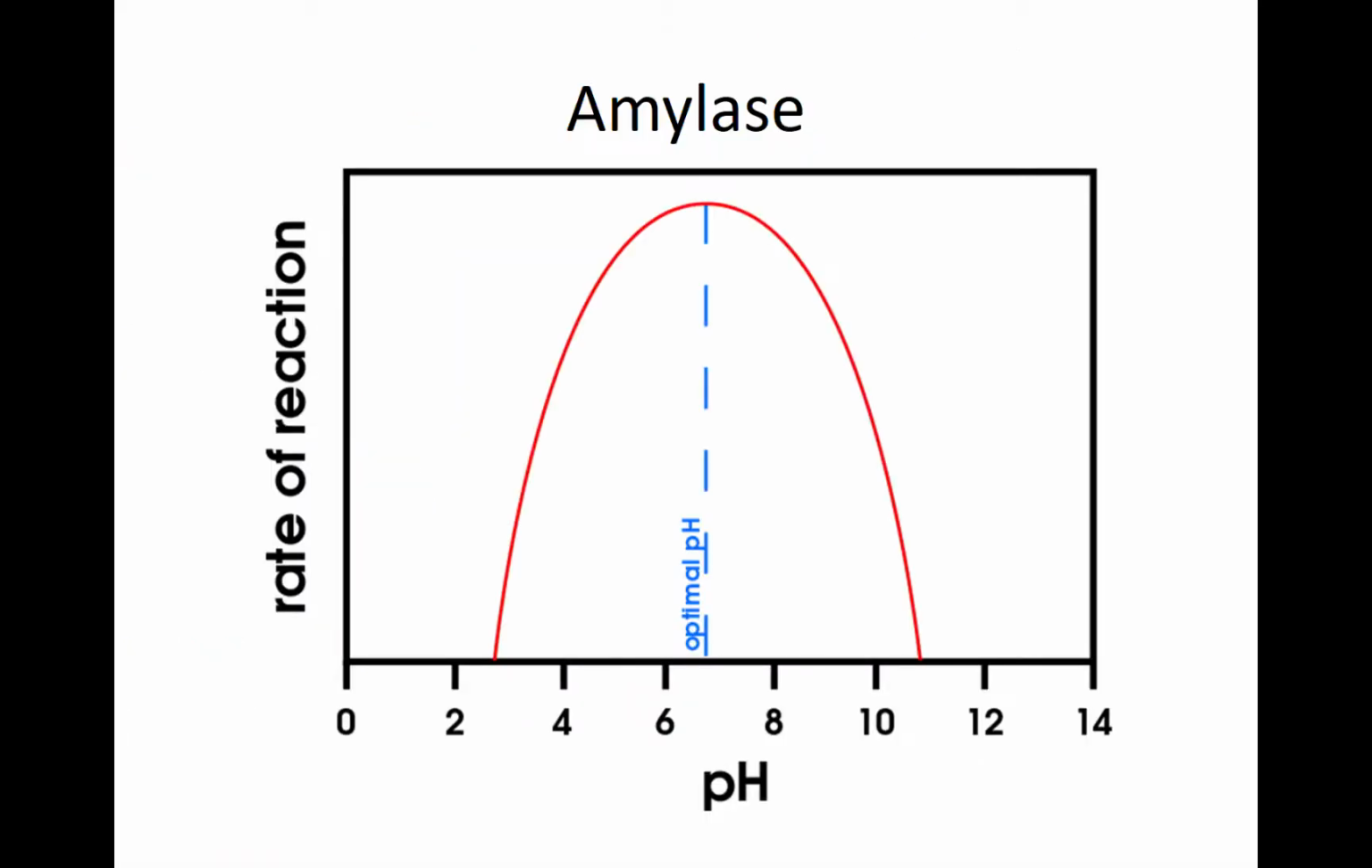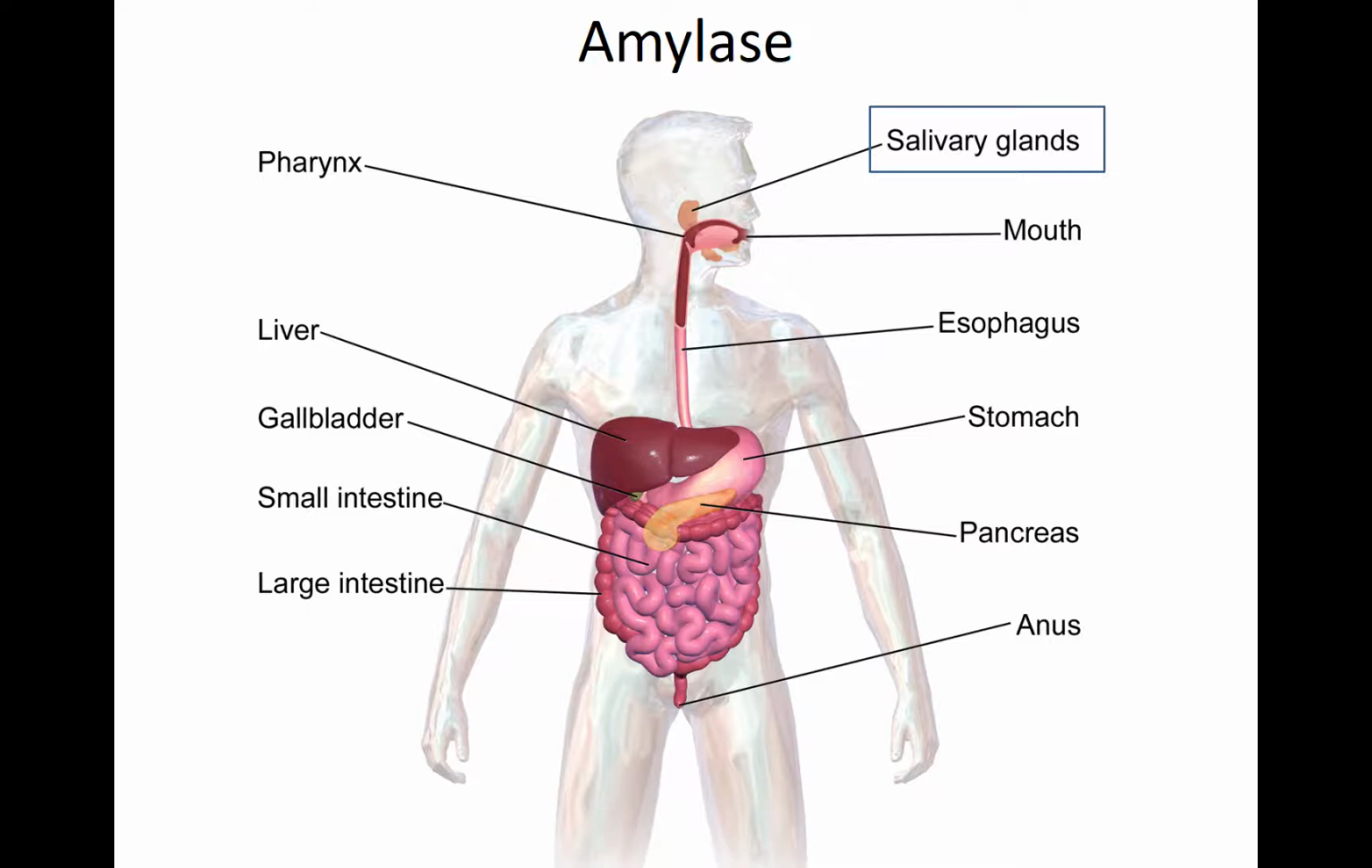Amylase. Amylase has an optimum pH of around 6.8. It is produced by the salivary glands. It is also produced in the pancreas. The amylase in the salivary glands begins the digestion of starch, breaking it into simpler sugars, while the amylase from the pancreas completes that digestion of starch.